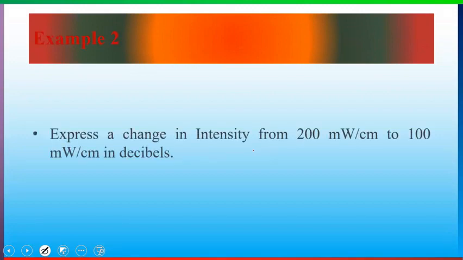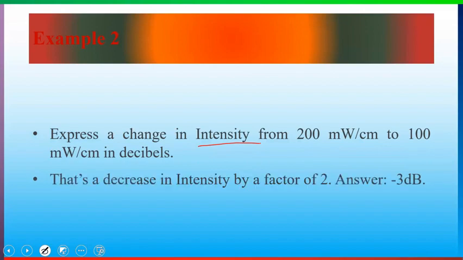Now express a change in intensity from 200 milliwatt to 100 milliwatt. Here you can see it's a decrease. So this is again a 3 decibel change, but this is a decrease, minus 3 decibel. And you can see this is a change in intensity, that's why this is 3 decibel.